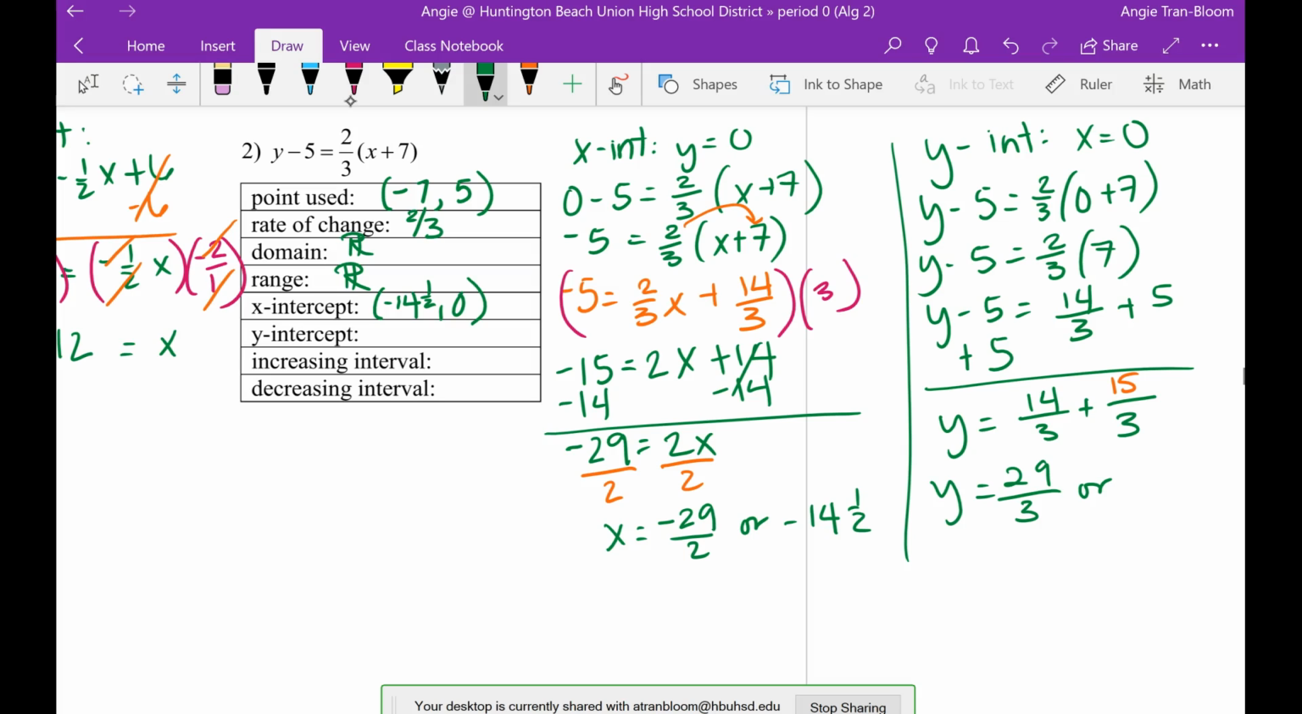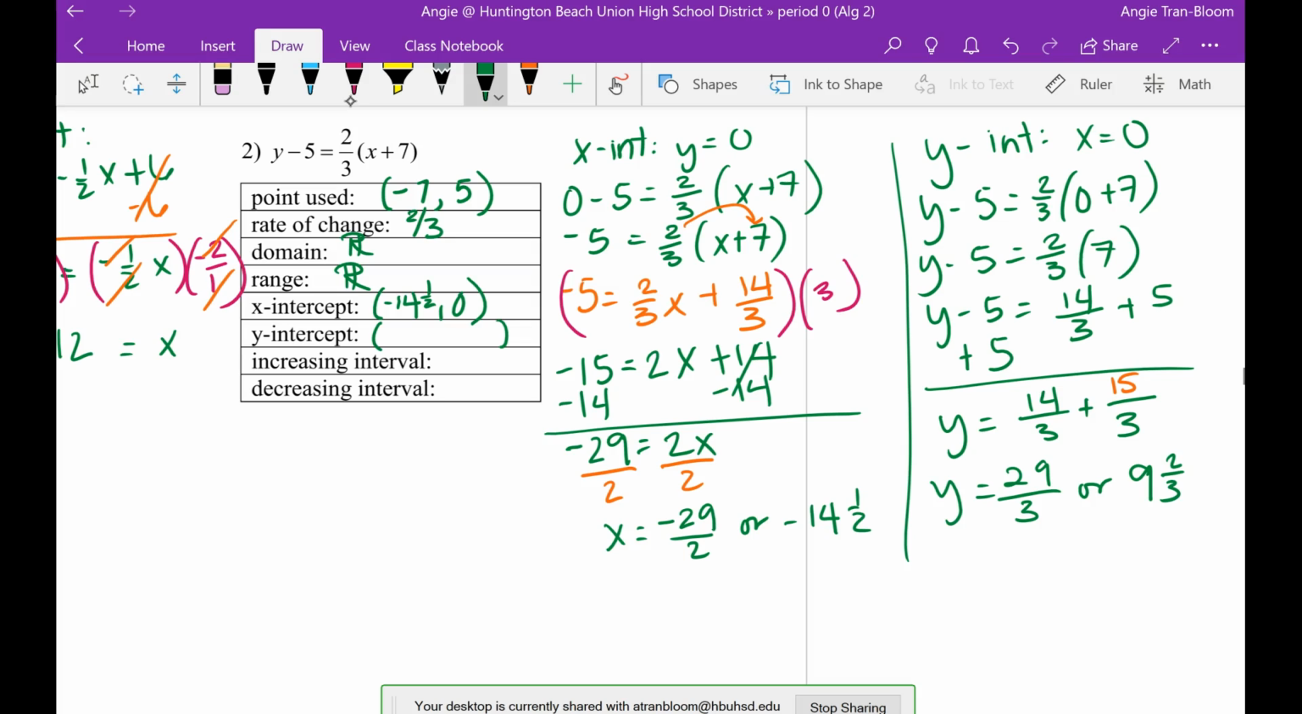Or, 7 times 3 is what, 21? 8 times 3 is what? 9 times 3 is 27. So 9 and some change? 9 and 2 thirds. Yes, no? Okay. So put it in here.